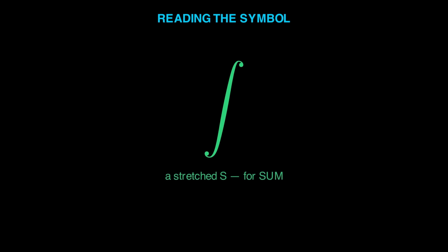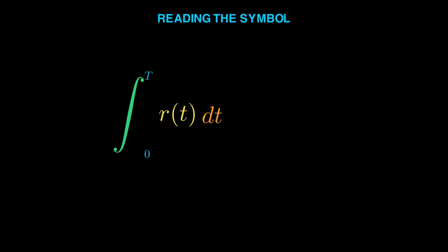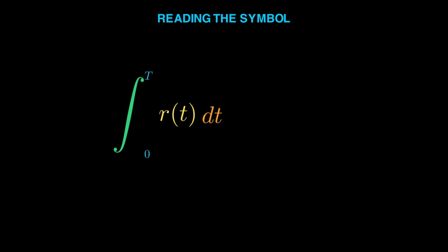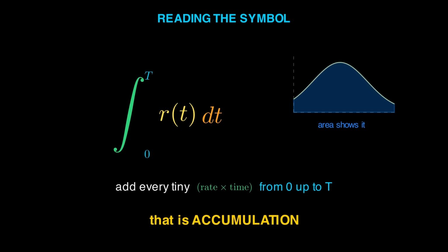This symbol is not an arbitrary decoration. It began as a stretched letter S for sum, and that is exactly what the symbol asks us to do. The expression inside tells us the rate. The tiny dt tells us the width of each contribution and which variable is changing. The lower and upper numbers tell us where accumulation begins and ends. So the whole expression says, add every tiny rate times time contribution from the beginning up to time t. That is accumulation, and area is how the graph displays that accumulation.